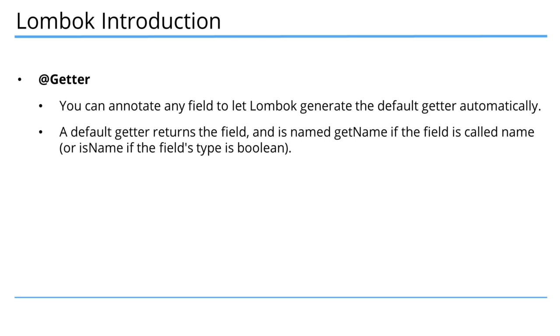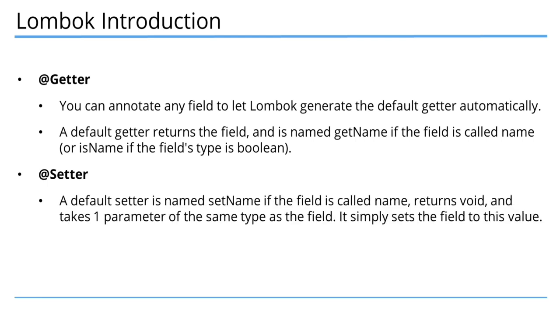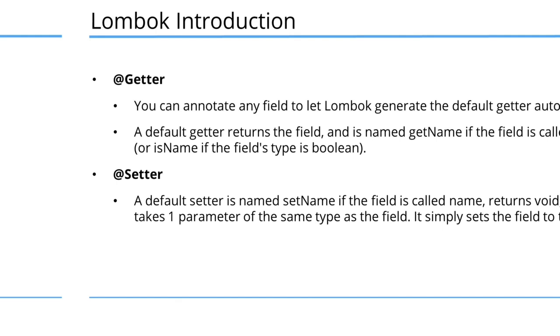Firstly, the getter annotation, and that can annotate any field to let Lombok generate the default getter automatically. And as in the case of a normal getter, returns the field and is named getName if, for example, the field was called name, or isName if the field's type is Boolean. And setter works in a similar way, but for setters, it's named setName if the field is called name, returns void, and takes one parameter of the same type as the field, and it simply sets the field to this value.